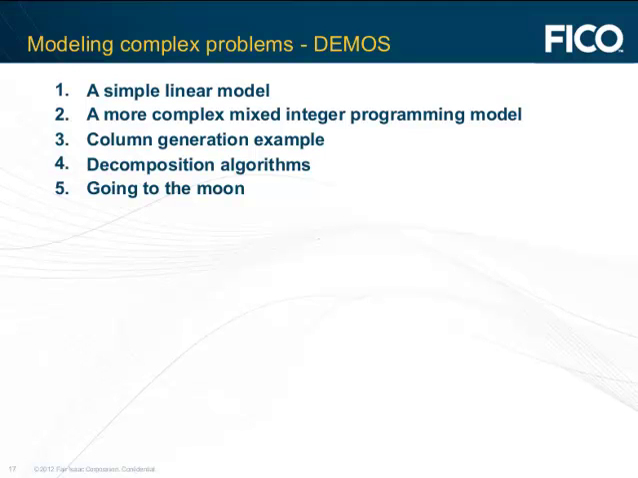Five different things. First, I'll show you a fairly straightforward linear formulation for a planning model. The second example will be a mixed integer programming model that uses slightly more advanced techniques. Then we'll look towards expanding the complexity of that model by adding the column generation technique. So this is basically a technique that allows you to solve extremely large problems while still using reasonably small hardware.